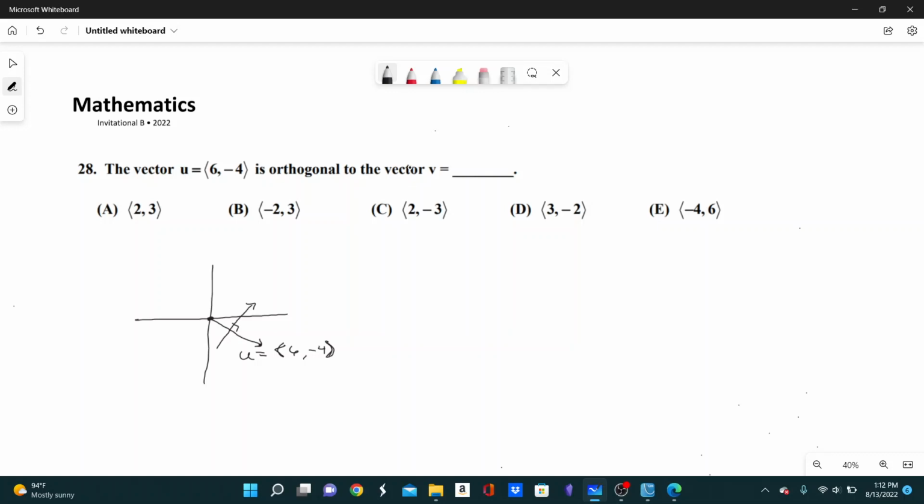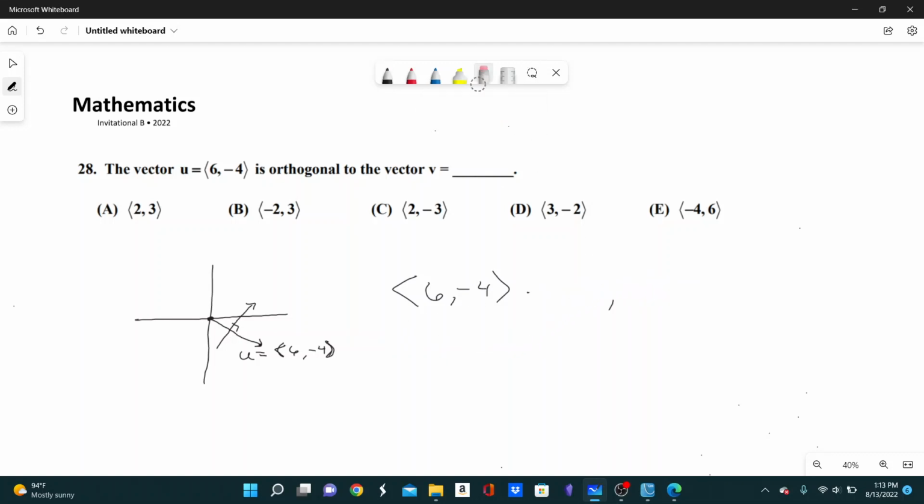And so now we just have to find out which of these ends up with a dot product of 0. So on these ones, we have to check a bunch of them. I always like to start towards the end because for some reason, those tend to be the answer. So if I take 6, negative 4, and then dot that with negative 4, 6, let's see what happens. So 6 times negative 4, that's negative 24. And then negative 4 times 6, that's also negative 24. So that's not going to be 0.